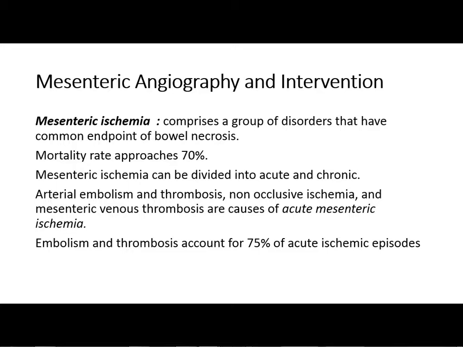Mesenteric ischemia comprises a group of disorders that have the common endpoint of bowel necrosis. Mortality rate approaches 70%. Mesenteric ischemia can be divided into acute or chronic. Arterial embolization and thrombosis, non-occlusive ischemia, and mesenteric venous thrombosis are causes of acute mesenteric ischemia. Embolism and thrombosis account for approximately 75% of acute ischemic episodes.